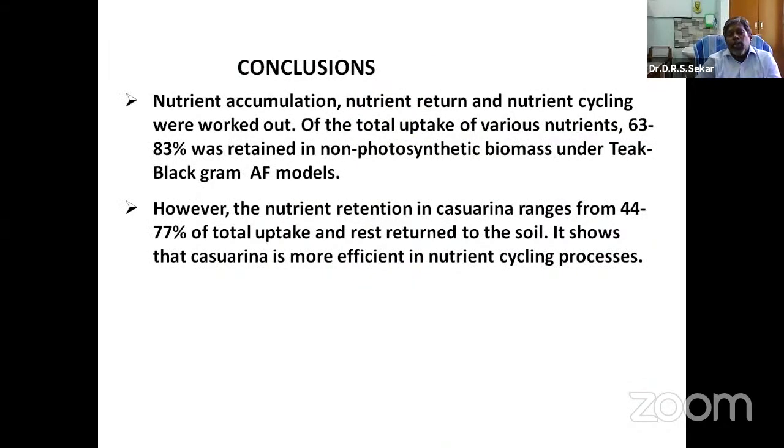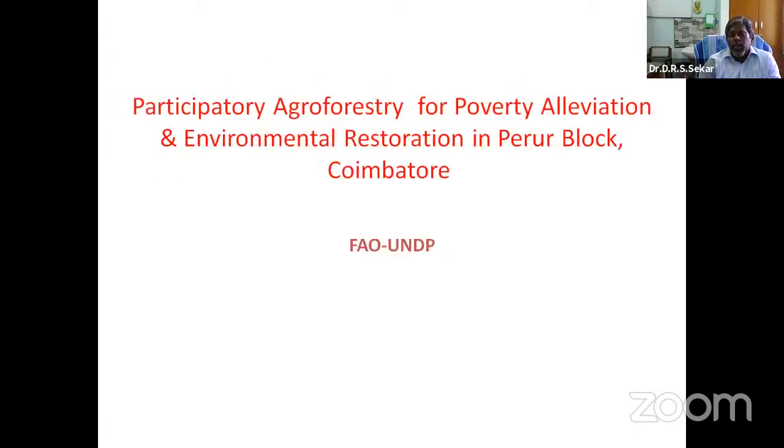With this, we arrived at the decisions. In the poplar-based system, the total uptake of nutrients varies. 63 to 83% was retained in non-photosynthetic biomass under the poplar black gram agroforestry model, whereas in the Casuarina model it is 42 to 77% of total uptake, and the rest is returned to the soil. It shows that Casuarina is the most efficient nutrient cycling system. That is why FORSPA, the Asia-Pacific institute in Thailand, considers this one of the best.